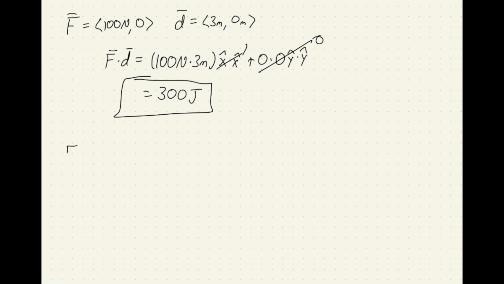Let's try another one. Let's say I have an F vector, which is 450 newtons in the x direction and 200 newtons in the y direction. And I have a displacement vector, d, that is entirely vertical. And so it is 0 in the x direction and 5 meters in the y direction. So go ahead and try to figure out how much work this is, because this is force times distance. I'll give you a few moments to pause the video and give it a shot.